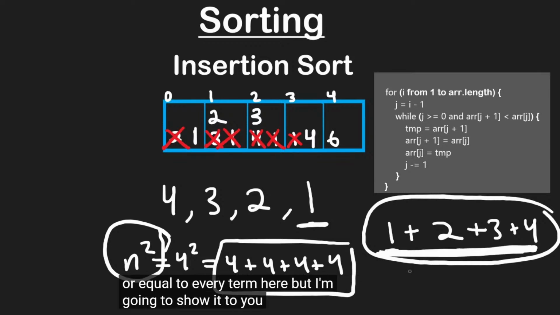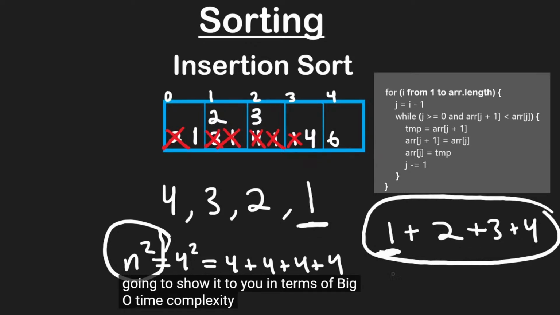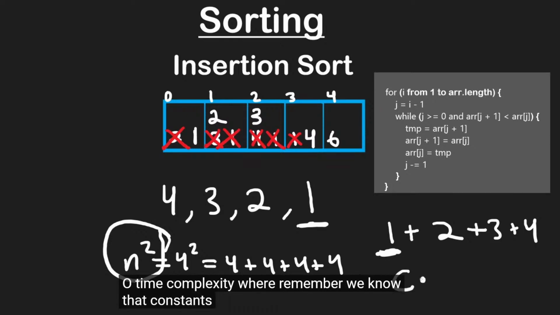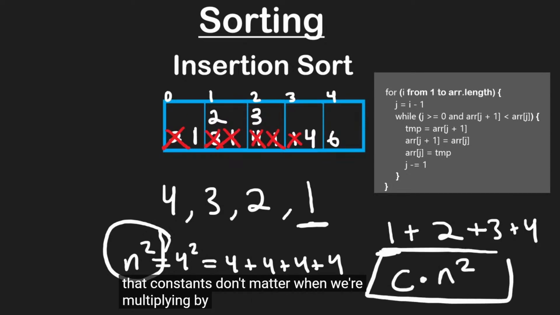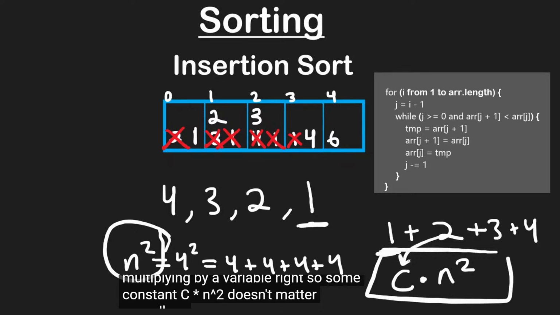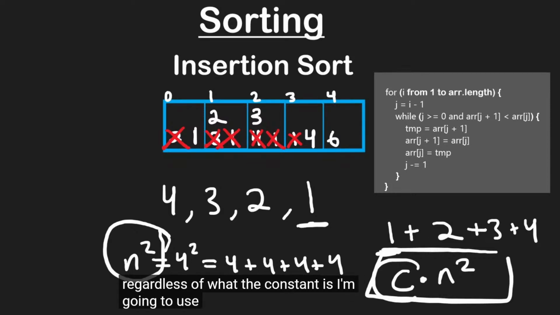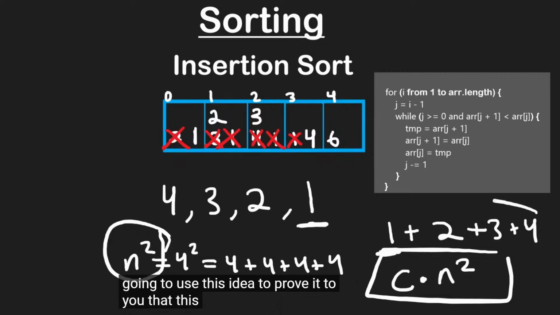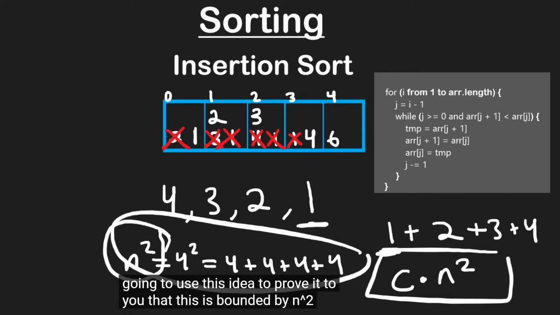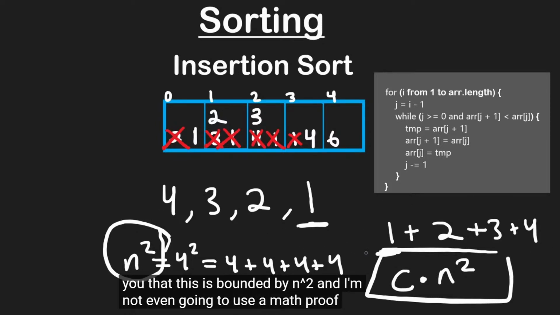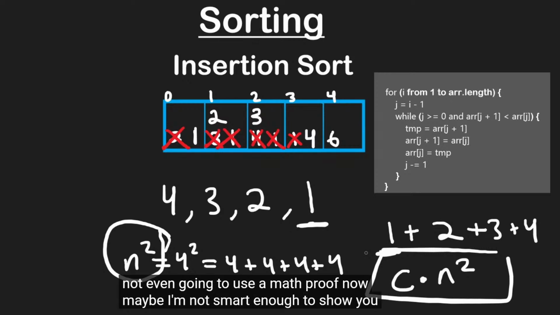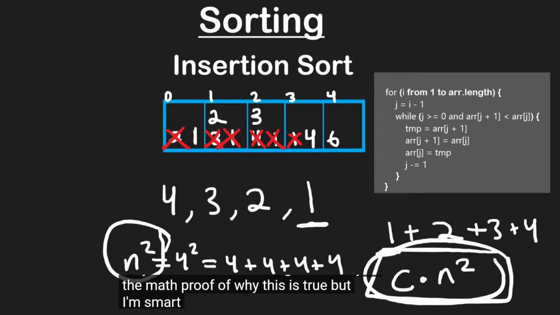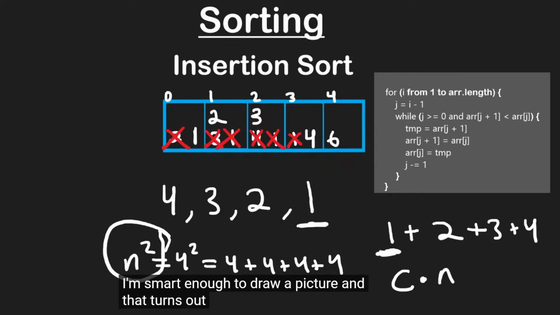But I'm going to show it to you in terms of big O time complexity, where remember, we know that constants don't matter when we're multiplying by a variable, right? So some constant c times n squared doesn't matter regardless of what the constant is. I'm going to use this idea to prove to you that this is bounded by n squared, and I'm not even going to use a math proof. Now, maybe I'm not smart enough to show you the math proof of why this is true, but I'm smart enough to draw a picture, and that turns out to be enough.